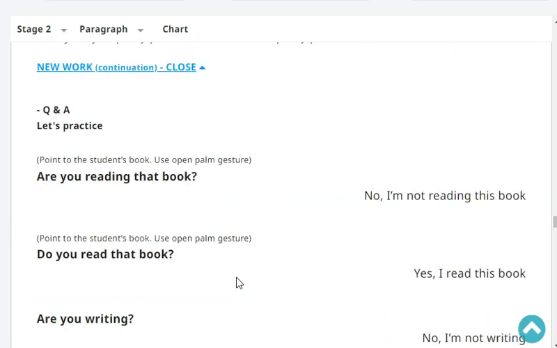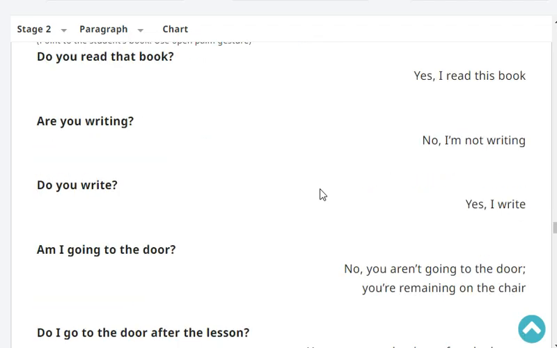Let's practice. Are you reading a book? Yes or no? No, I'm not reading a book. Very good. Do you read books? Yes, I read books. Very good.